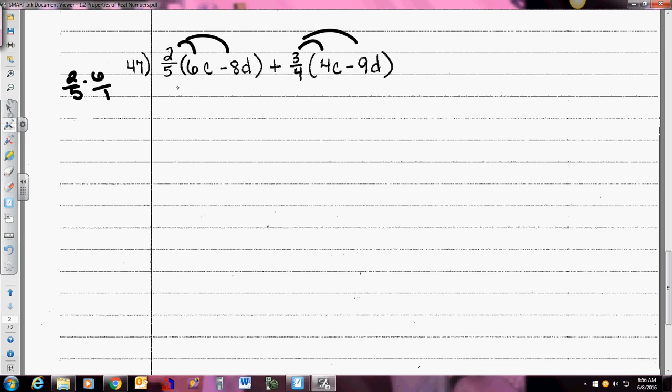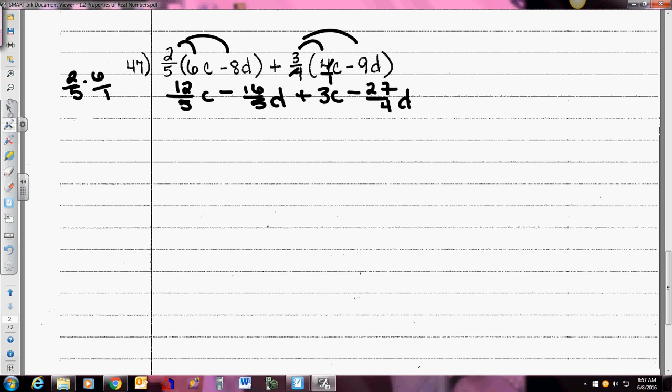So that's going to be 12 over 5c minus 2/5 times 8d is going to be 16/5 d. This is going to be a plus sign. 3/4 times 4 over 1, the 4's cancel, and it's just going to be a 3c. And this is going to be a minus sign. The 4 and the 9 don't cancel this time, so 3/4 times negative 9d is negative 27/4 d.